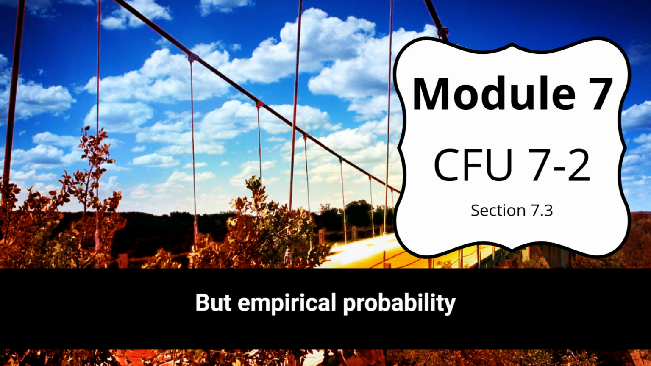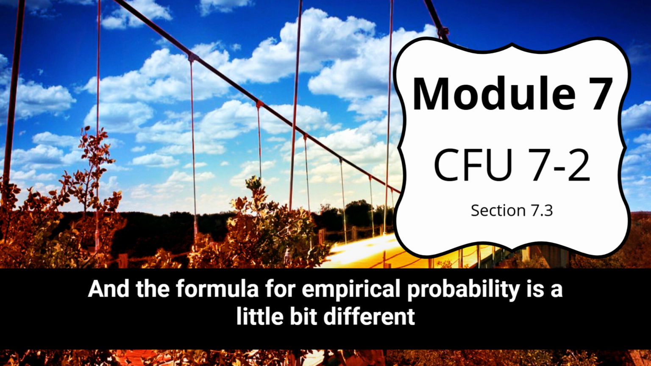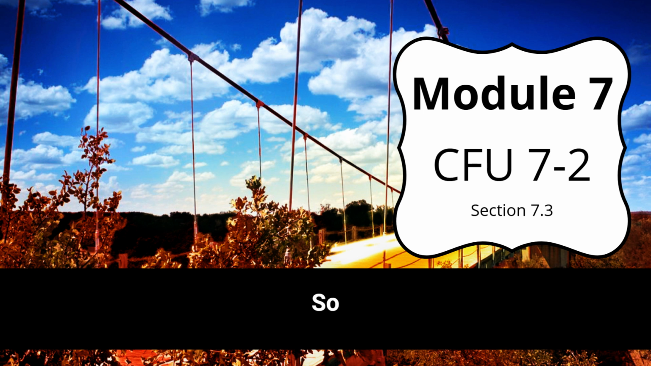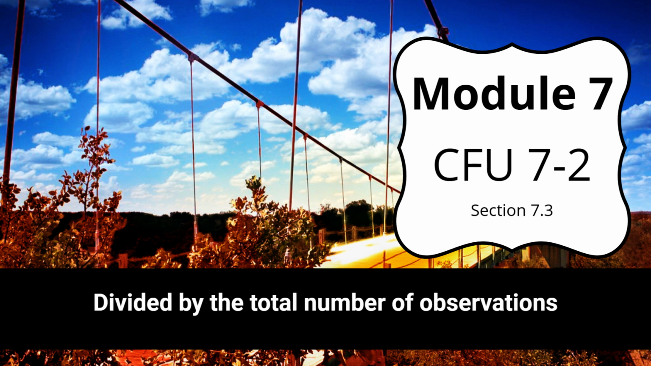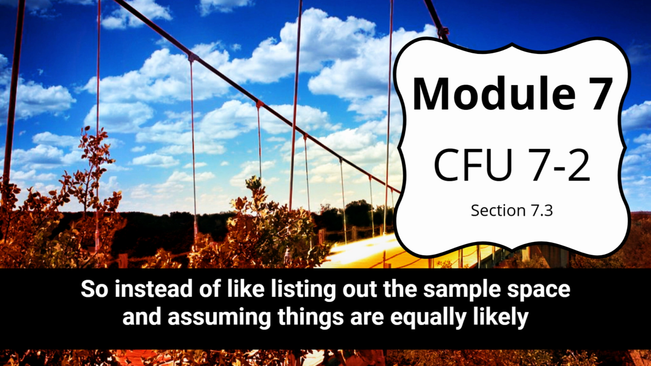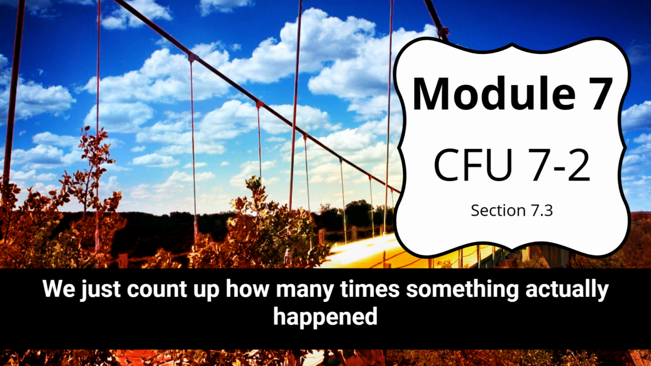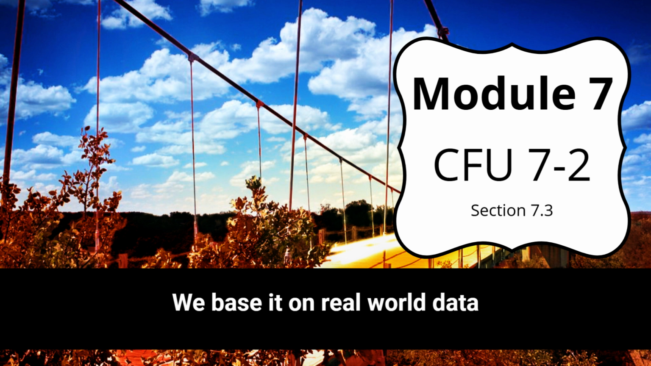But empirical probability, that's where we get real. We look at what actually happens. We look at the data. We go out and collect it, observe. And the formula for empirical probability is a little bit different. P of E, the probability of our event, equals the number of times E is observed divided by the total number of observations. So instead of listing out the sample space and assuming things are equally likely, we just count how many times something actually happens. We base it on real-world data.